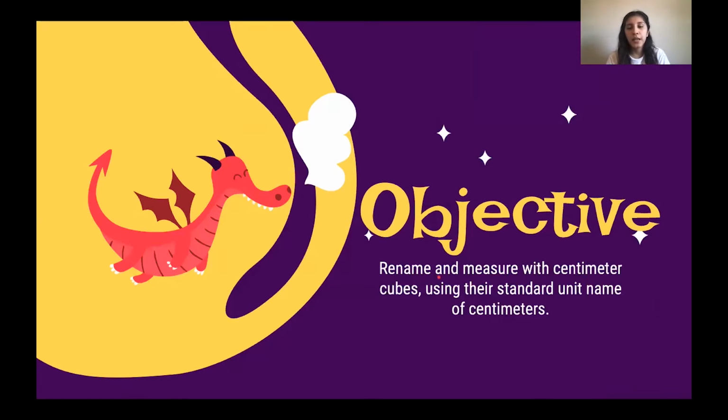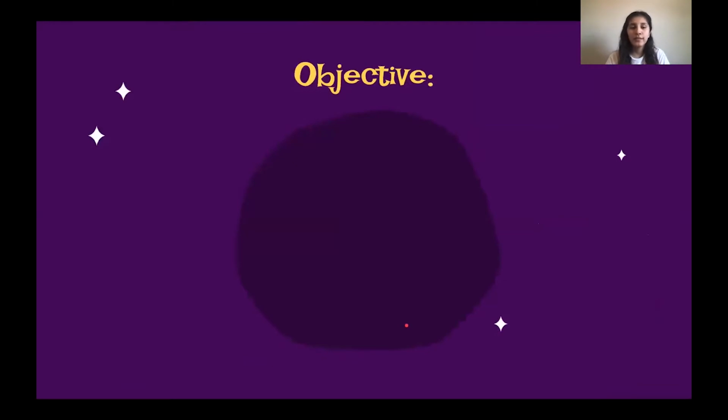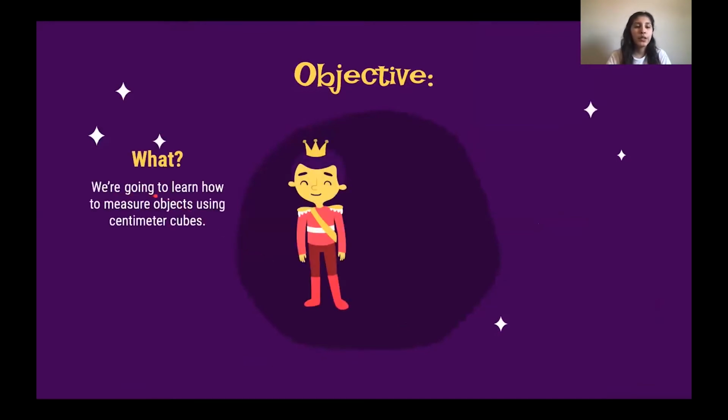It says rename and measure with centimeter cubes using their standard unit name of centimeters. So, what does that mean? It means that we're going to learn how to measure objects using centimeter cubes. And then instead of saying centimeter cubes, we're just going to say centimeters. So, for example, I have this box, and if I measure it in centimeters, I'm going to say this box is, let's pretend it's 5. This box is 5 centimeters. I'm not going to say it's 5 centimeter cubes. I'm going to say it's 5 centimeters, right?